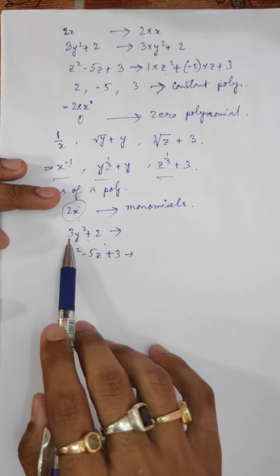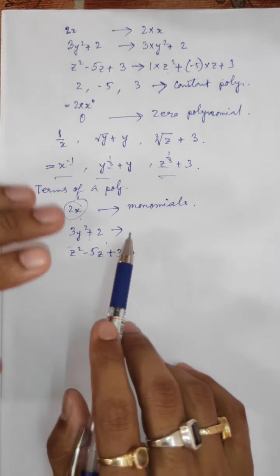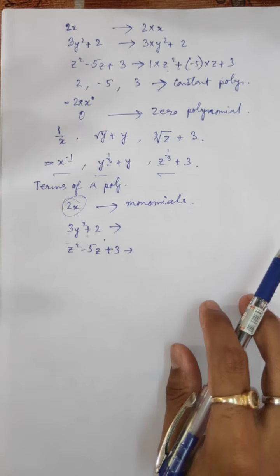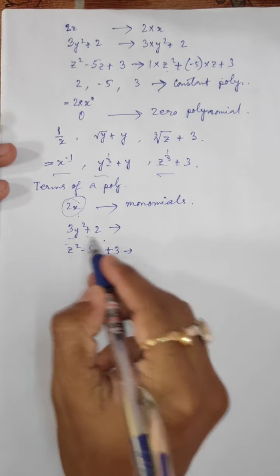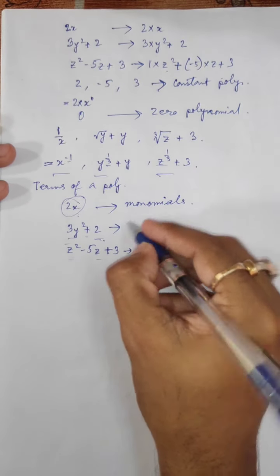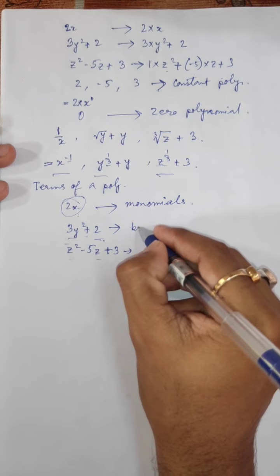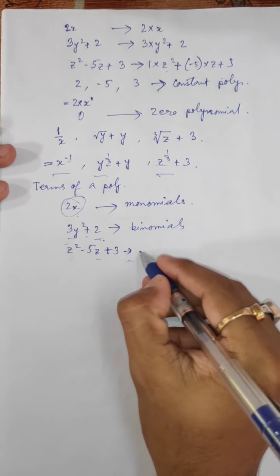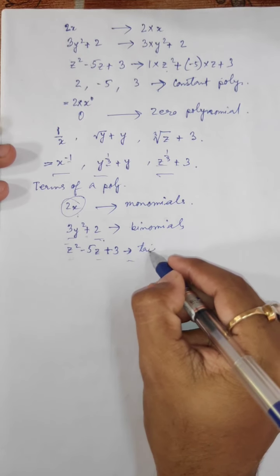But if we consider 3y square, 3 is multiplied by y square, so this will not be a separate term. As a whole it is a single term. Now there are clearly two terms and three terms. If two terms are there, then these polynomials are called binomials, and if three terms are there, they are called trinomials.